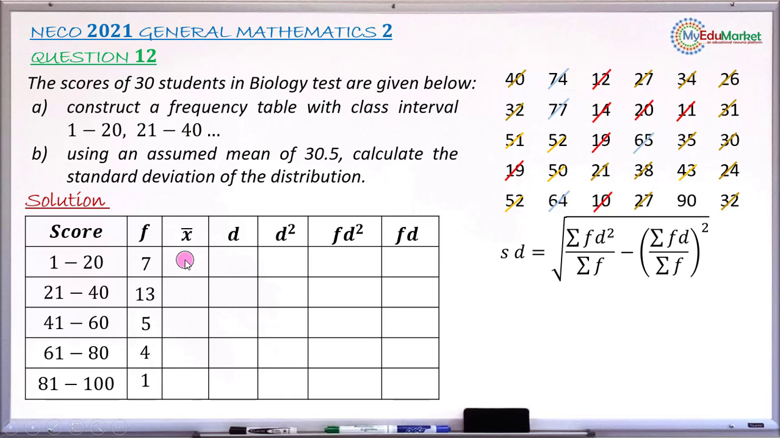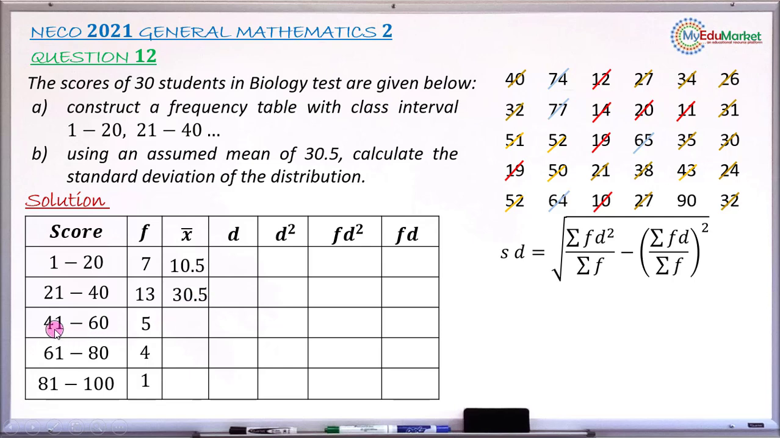This class mid value simply refers to the middle score of each class interval. To find the middle score in this class interval 1 to 20, you add 1 and 20 to get 21 and divide the result by 2. That gives you 10.5. Next class mid value, 21 plus 40 to get 61, 61 divided by 2, that gives 30.5.